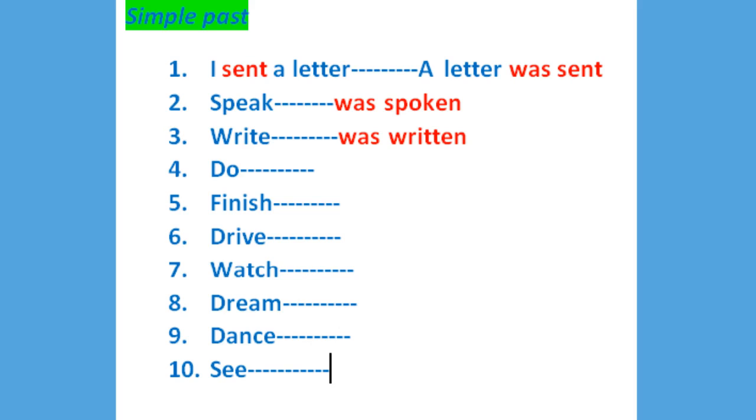So now let's practice simple past. We'll practice the same verbs. I sent a letter, so a letter was sent. Speak, was spoken. Write, was written. Do, was done. Finish, was finished. Drive, was driven. Watch, was watched. Dream, was dreamed. So we use "was" for singular and "were" for plural. That's right.